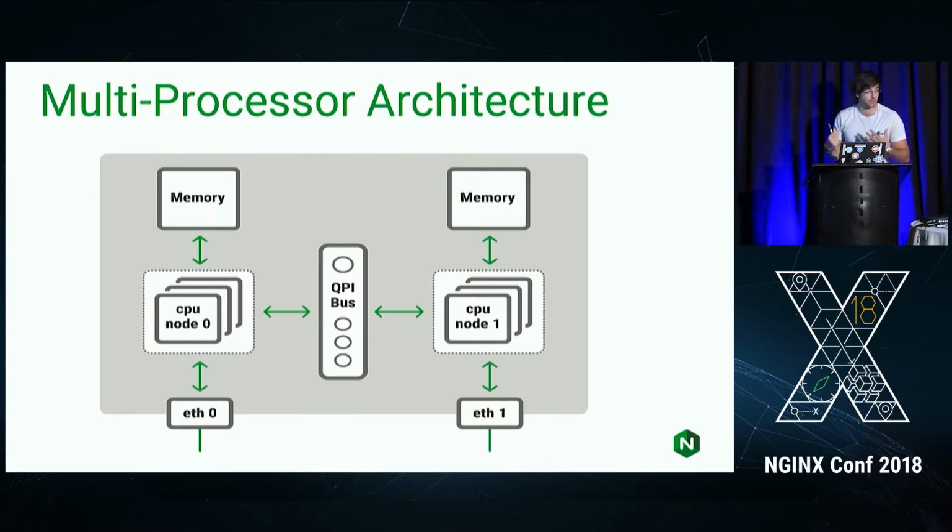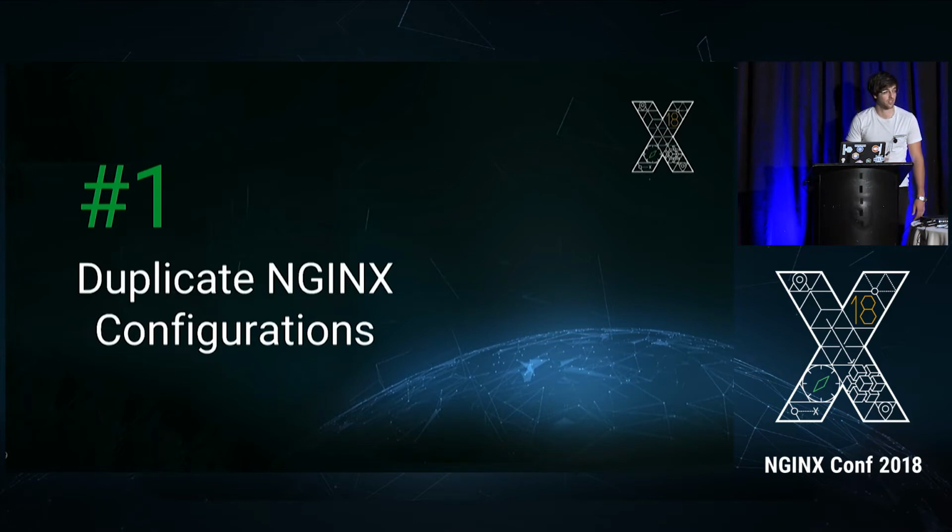If I'm serving a static file and I'm executing a memory reference instruction from this CPU node, I want to access it from this memory block and not go through the QPI bus to the remote memory block. Also, if I'm getting an incoming connection from this NIC card, I want the CPU node connected to it to run the interrupt service routine for that incoming connection. Why? Because the QPI bus is slow. So, that being said, the first performance tip: duplicate NGINX configurations.